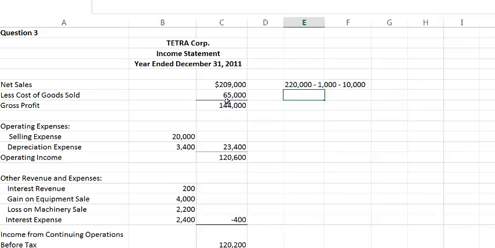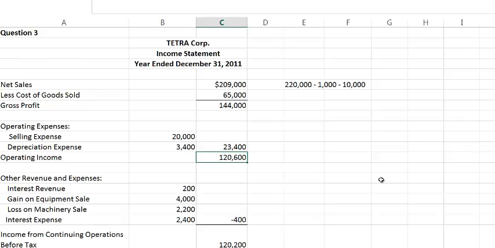We're going to deduct the cost of goods sold in order to get gross profit. And from the gross profit, we're going to deduct all of our expenses. We only have 2 operating expenses, so you'll set up a subtitle here for operating expenses and list them. You only have selling and depreciation, and you'll get a total of operating expenses of $23,400. You'll deduct that from your gross profit to get operating income.